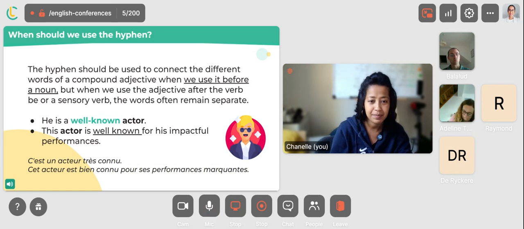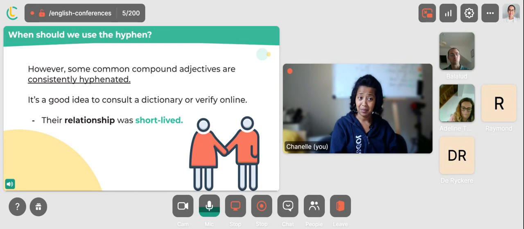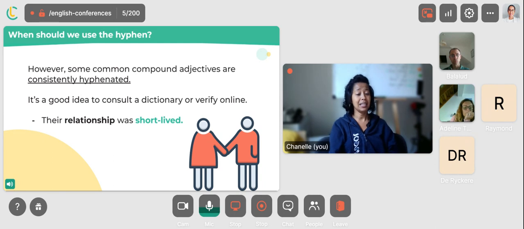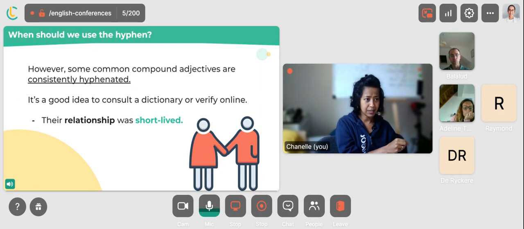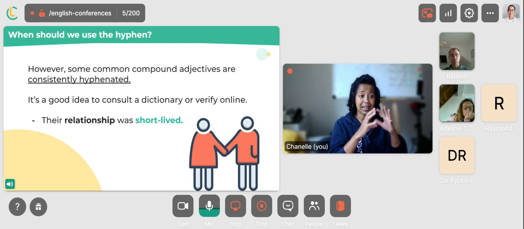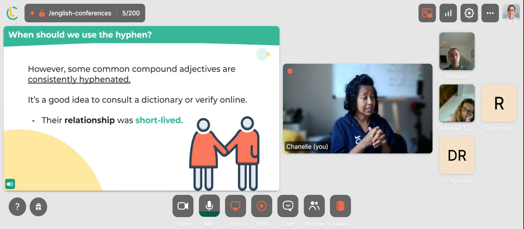However, some common compound adjectives are consistently hyphenated. For example, it's a good idea to consult a dictionary or verify online. So, vous pouvez regarder. For example, their relationship was short-lived, because they had a relationship, it lived, but it was short. So their relationship was short-lived. Ça veut dire que c'était court. Ce n'était pas trop long.